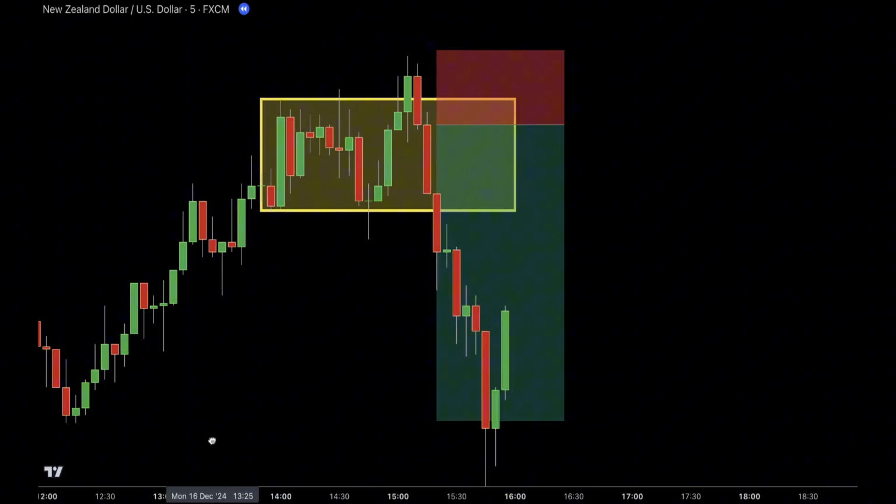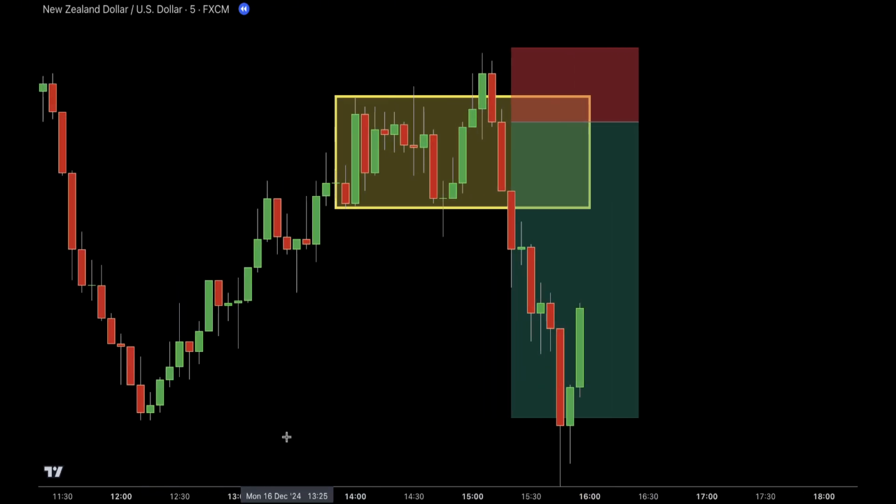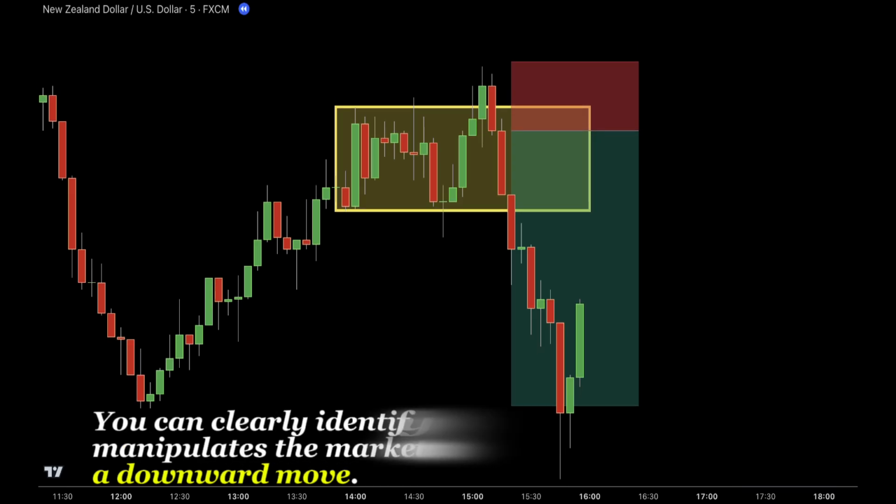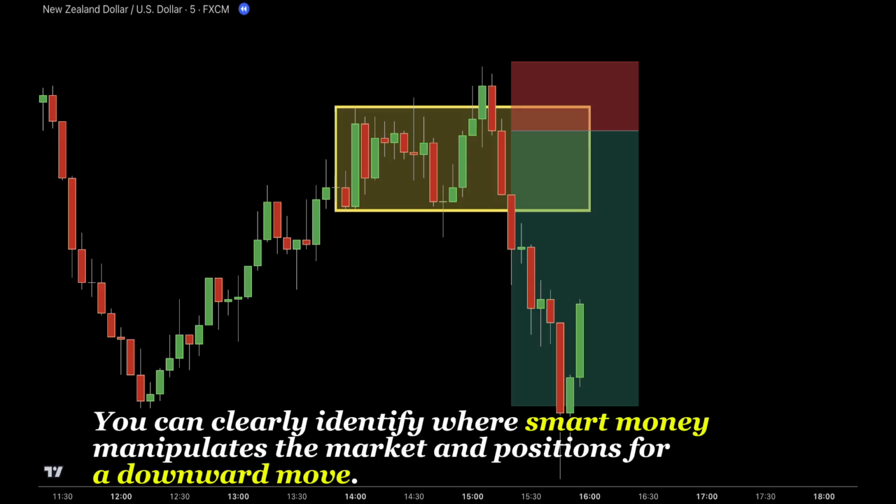This downward move is the markdown phase, the final phase of the bearish power of 3. By understanding how to spot and trade the power of 3, you can clearly identify where smart money manipulates the market and positions for a downward move.